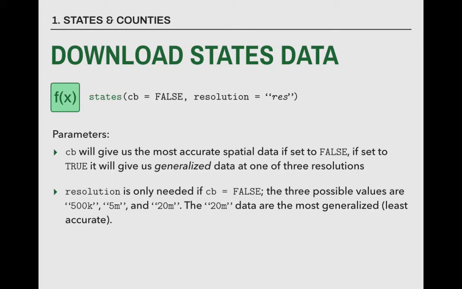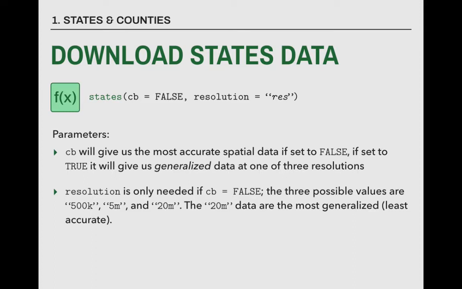The most accurate spatial data, which by accuracy I mean geometric data that has the most close relationship with the quote-unquote true shape of different features, can be obtained if we set CB to false. If it's set to true, we'll get generalized data that has slight deviations from that most accurate level of detail. When we're mapping at the country, national level, all US states, and even at the state level, it sometimes is easier to use generalized data because there's less small changes in each of the features' boundaries that can be hard to visualize at such a small scale.